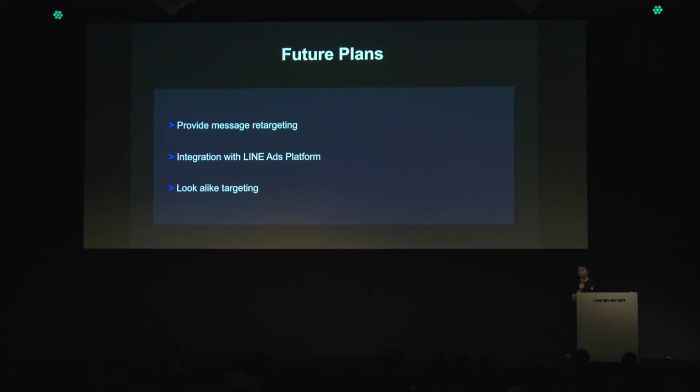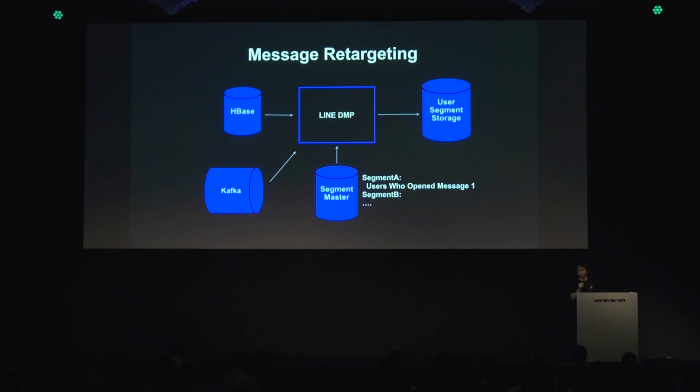I talked about the technology, and lastly, I would like to talk about what we are developing currently based on message event tracking system. There are 3 things we are developing now. First is message retargeting. Retargeting is mostly used in online ads.